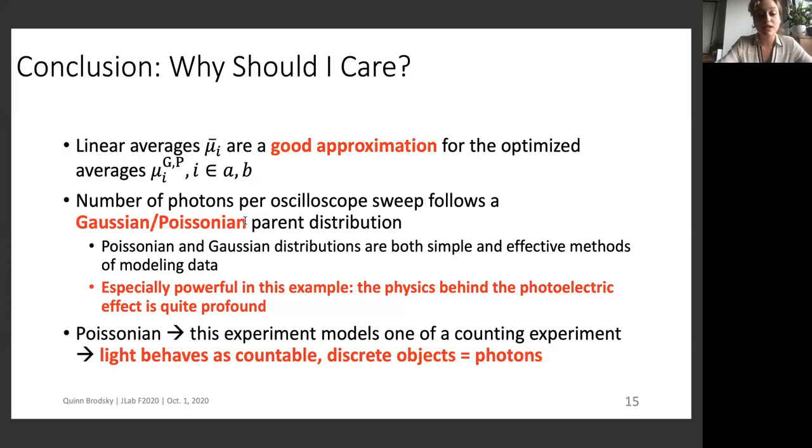And particularly if we consider the Poissonian distribution, that implies that the experiment models one of a counting experiment where you just count the number of occurrences of a thing, which indicates that light behaves as countable discrete objects, which are what we call photons.